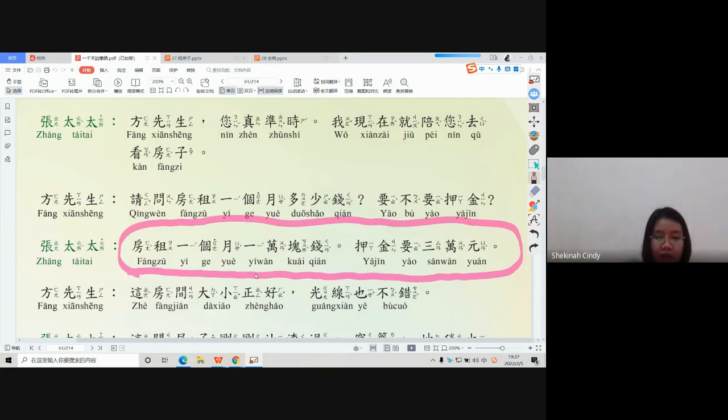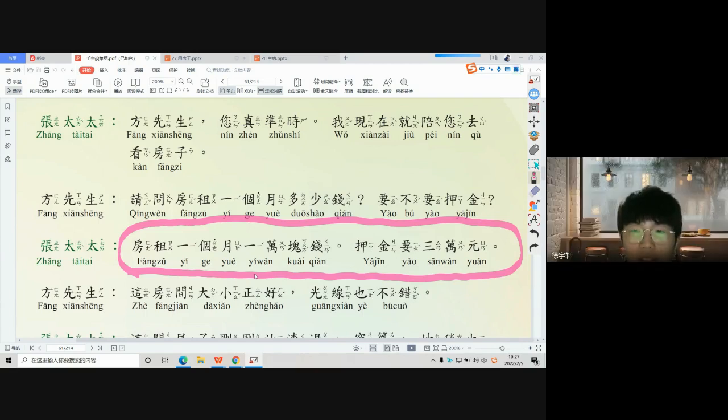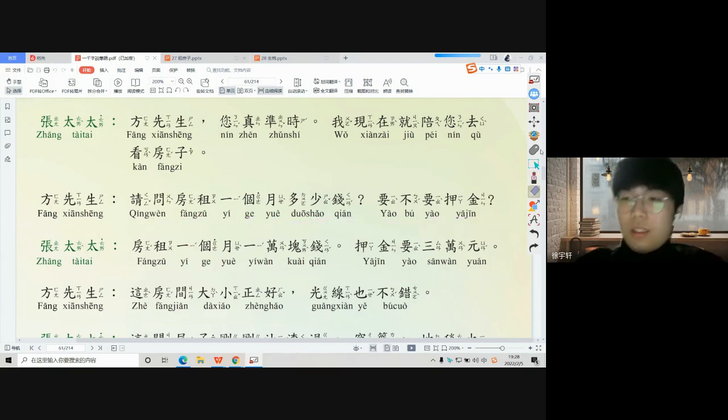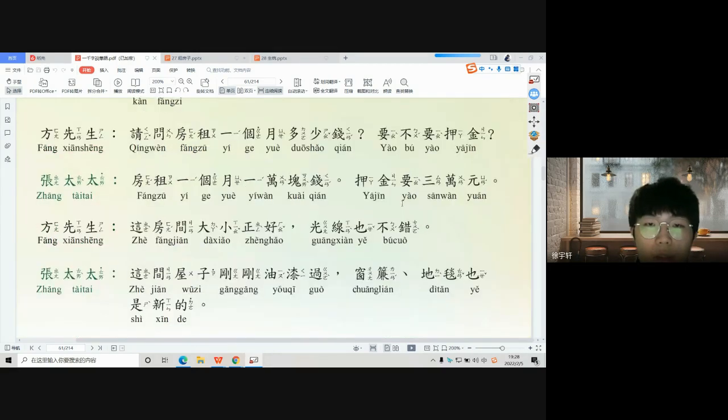For the monthly rent will be 10,000. Yes. And the deposit will be... The deposit is 30,000. Yes, that's correct. Okay, that's a good translation.